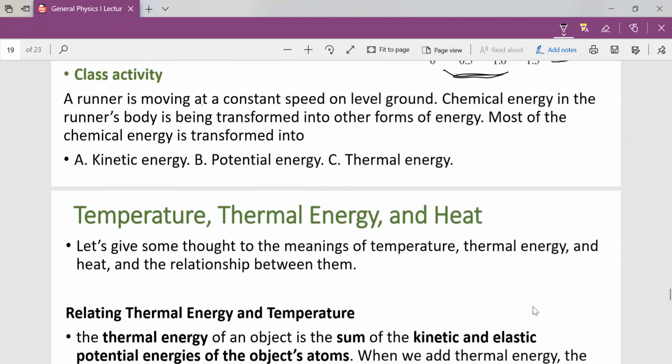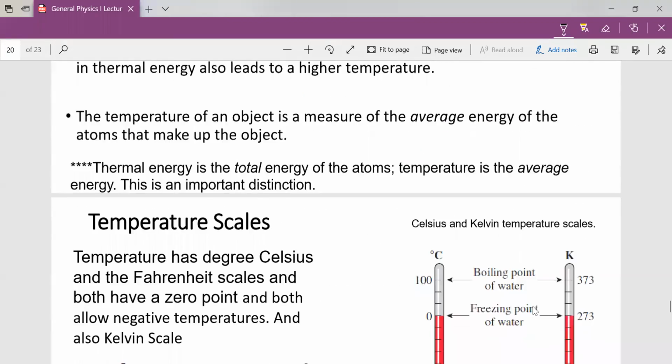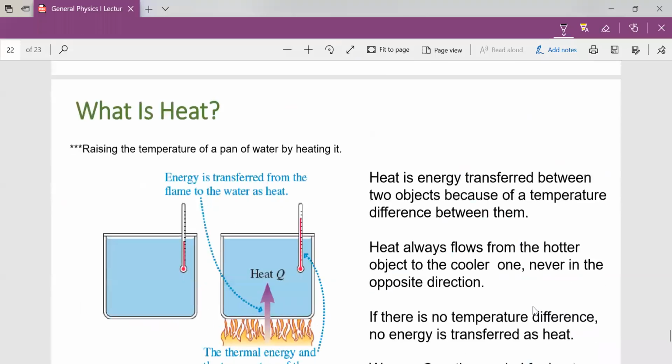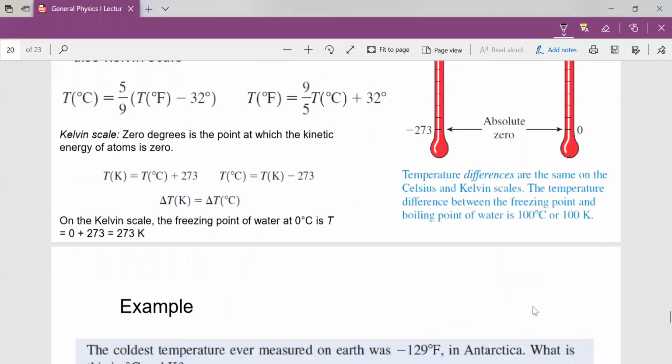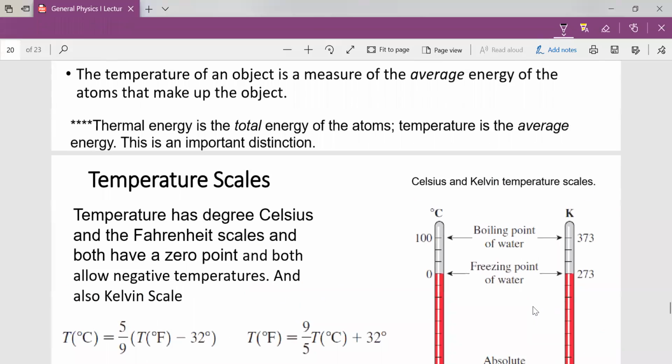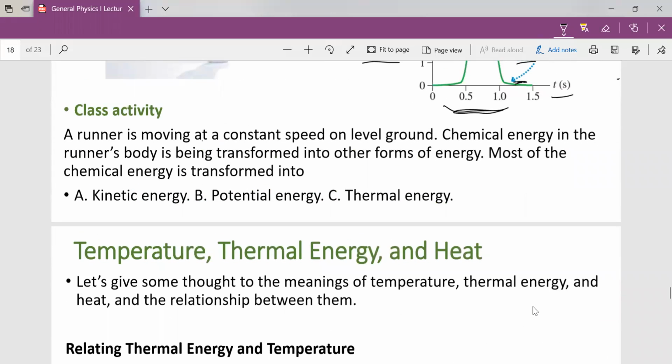So I'd like us to quickly look at this activity before we look at the last part of the class. Okay, let me skip that because we will look at it at the end of the class. This class activity.